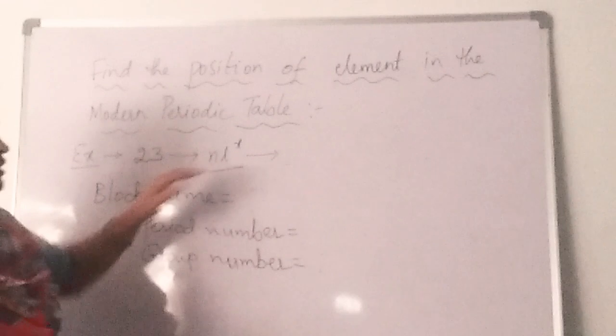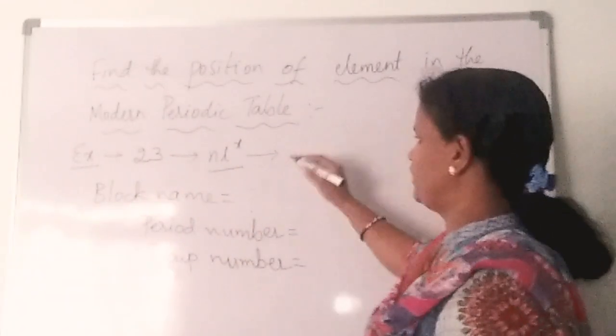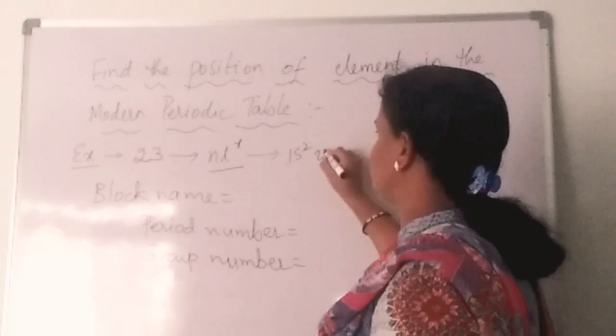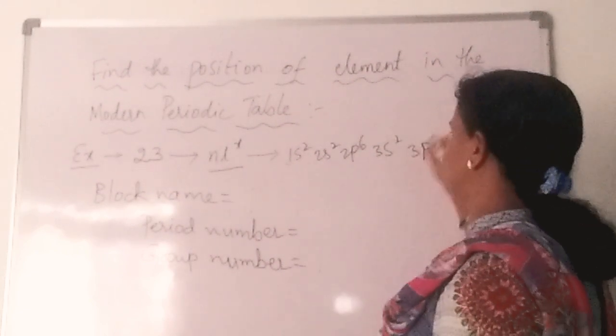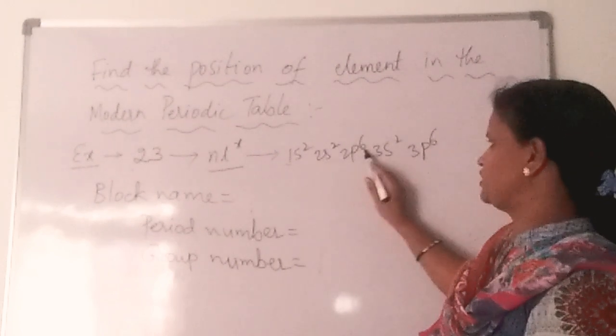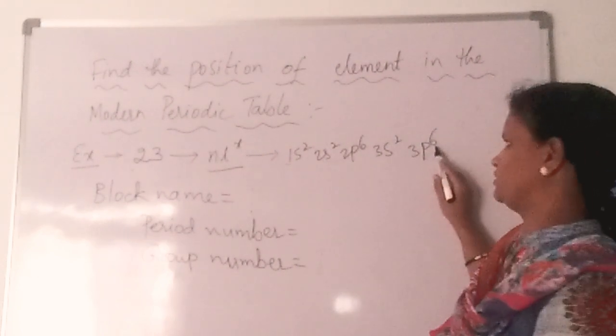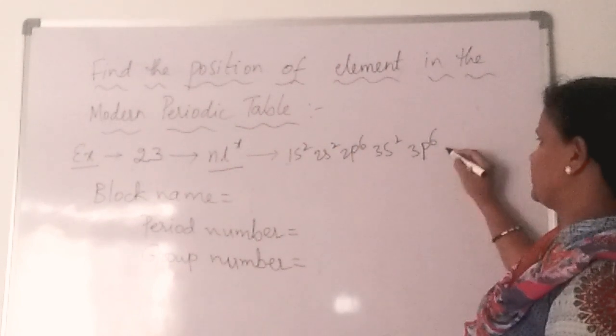Now, first of all, let me write the electron configuration in the NLX method. How do we have to write that? 1s2, 2s2, 2p6, 3s2, 3p6. Now, just count how many electrons we got. 2 plus 2, 4 plus 6, 10 plus 2, 12 plus 6, 18 electrons. But we have 23. So the remaining we'll write here.